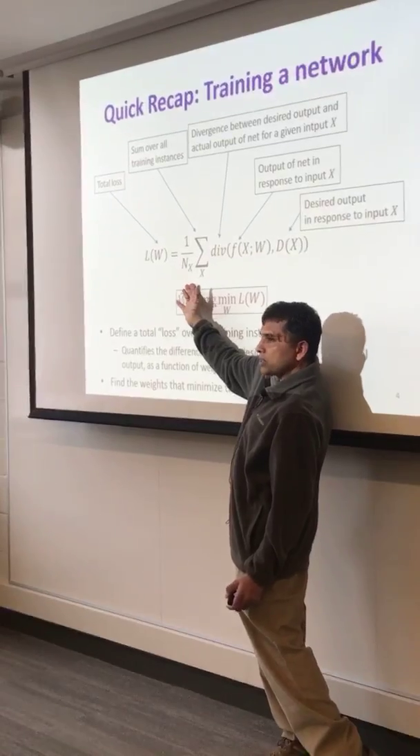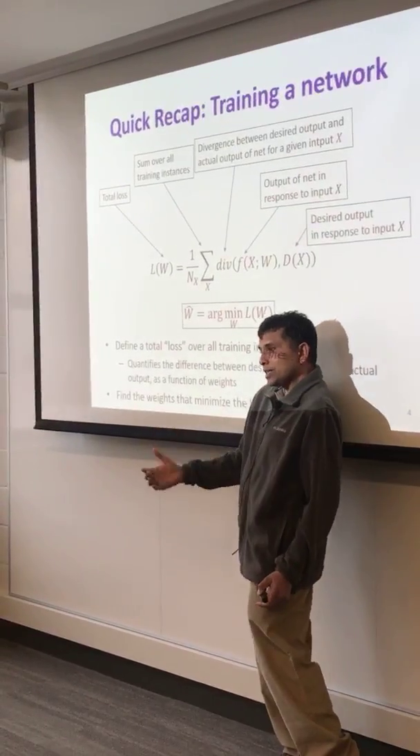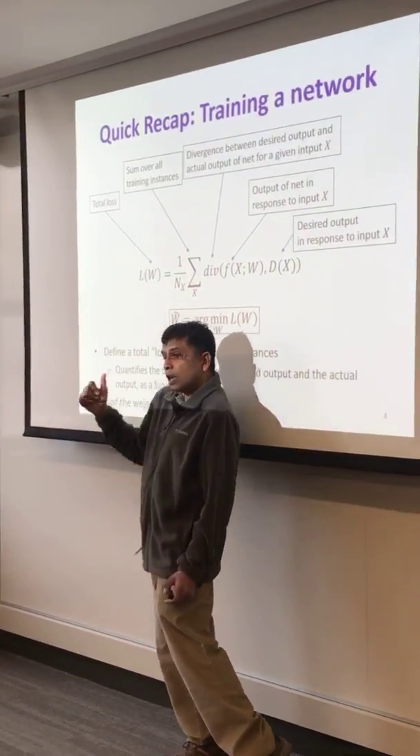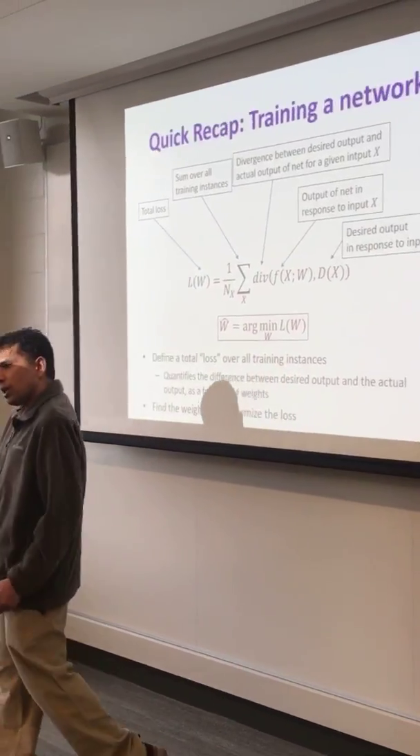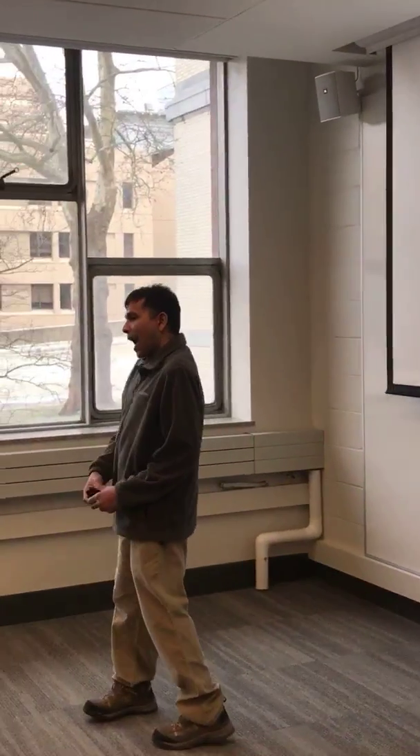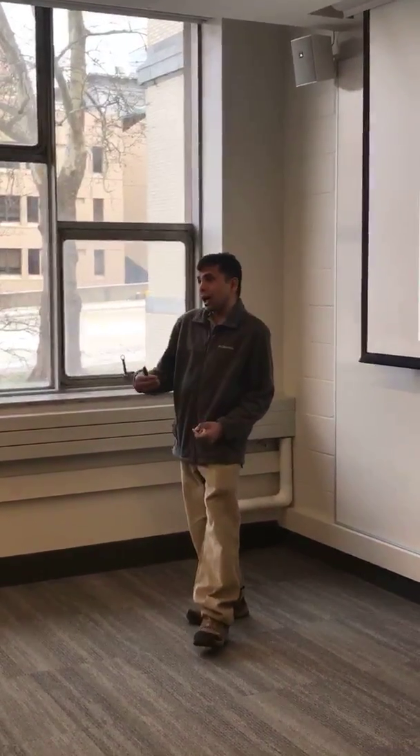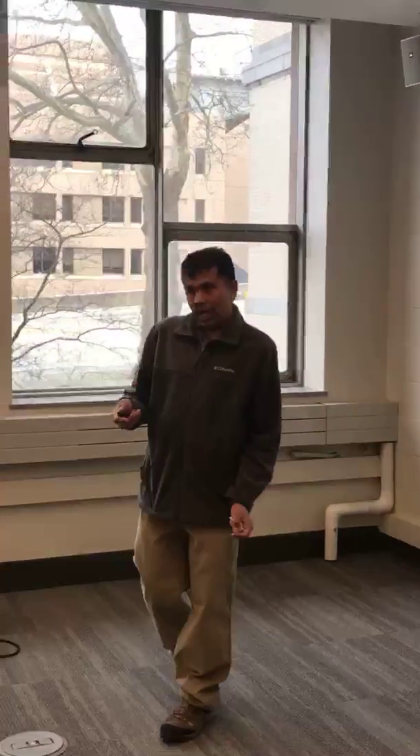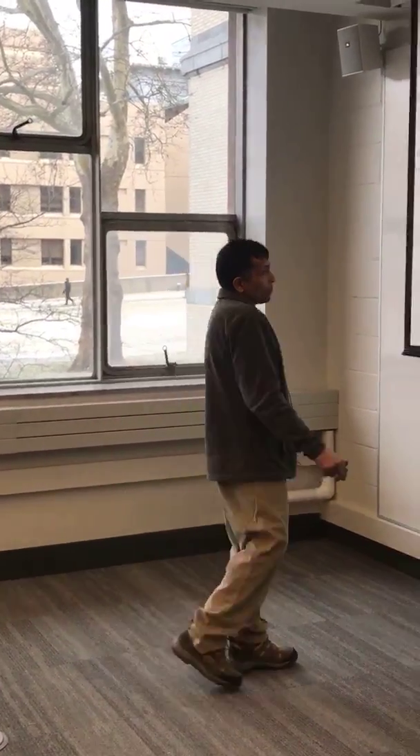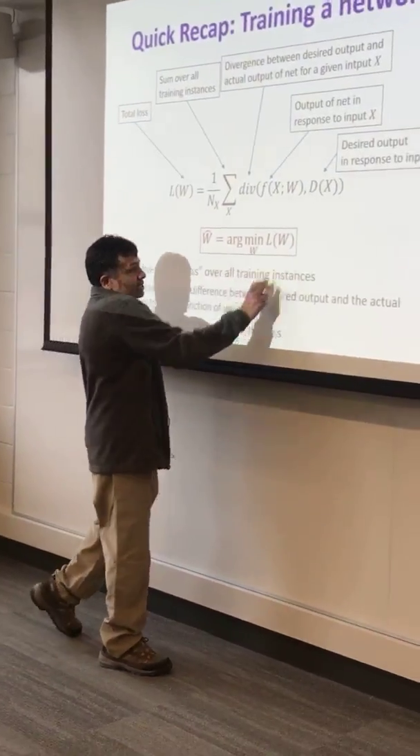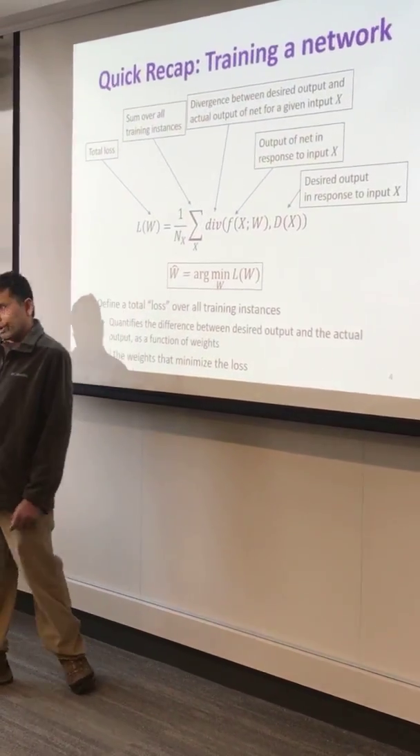You average it over all of your training instances, and now you define a loss, and you end up with this loss function, which is a measure of the average error between the actual output of the network and the output that you want from the network over all of your training instances. And we will try to find the weights, the parameters, which minimize this average error.